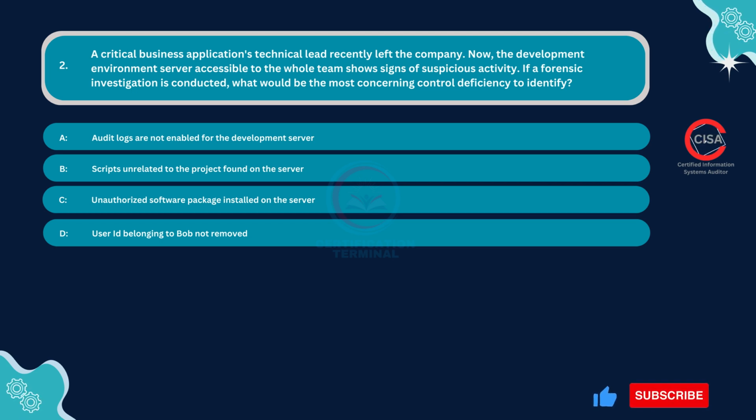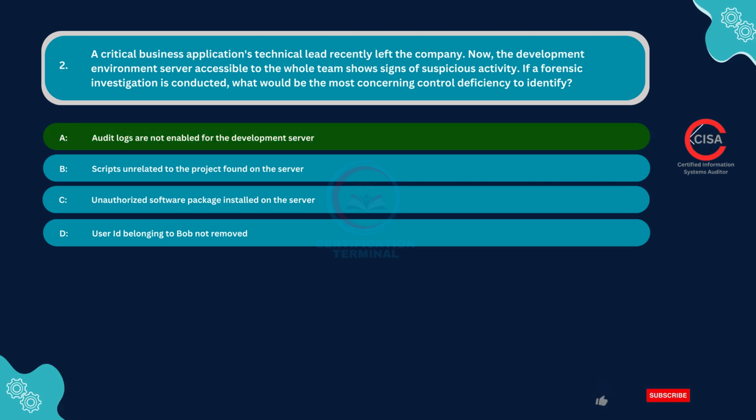The correct answer is Option A, audit logs are not enabled for the development server. The absence of audit logs is a critical control deficiency. Audit logs track all activity on a server, including user access, file modifications, and software installations. Without them, investigators cannot reconstruct the timeline of events, identify who accessed the server, or what actions they performed. This makes it incredibly difficult to determine the nature and source of the suspicious activity.